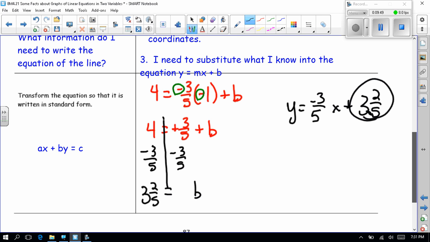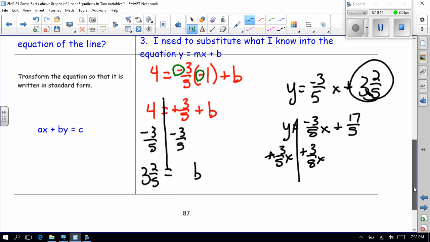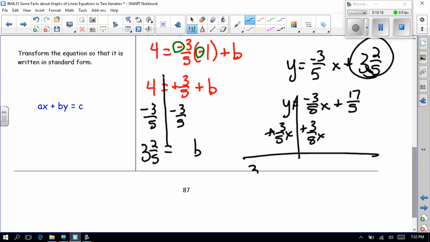So the easiest way to do this, I need to convert this y-intercept into an improper fraction. So if I do that, I have y equals -3/5 x plus 3 times 5 is 15, plus 2, that would be 17/5. I need to get my x term to the left side of the equal sign. So I'm going to add 3/5 x to the right side, add 3/5 x to the left, and I've got 3/5 x plus y equals 17/5.